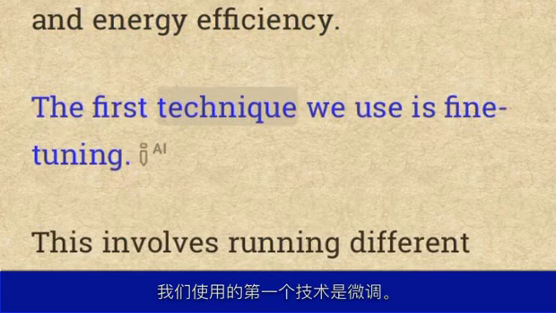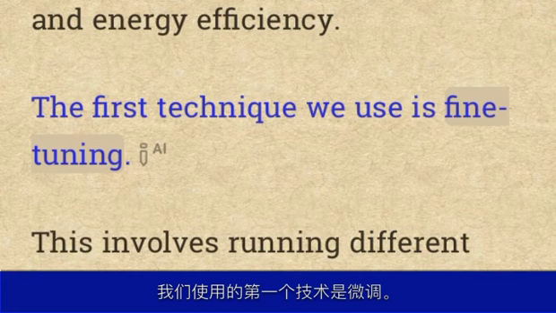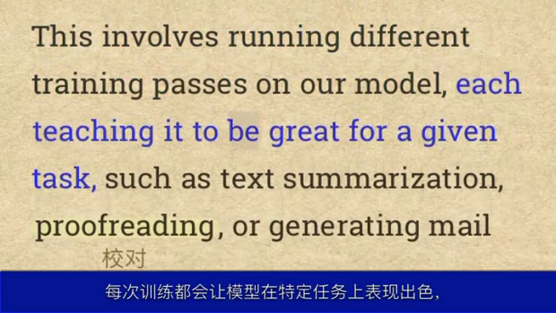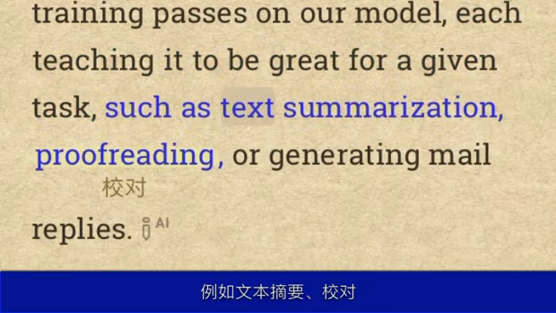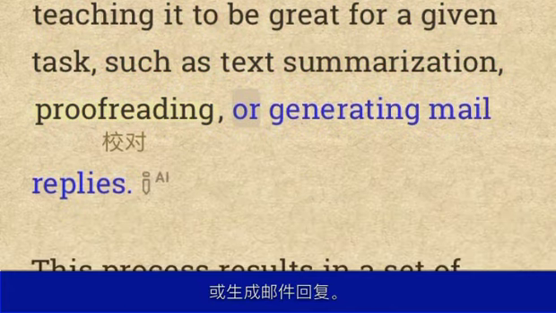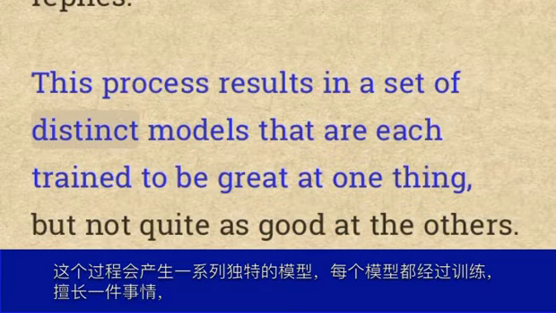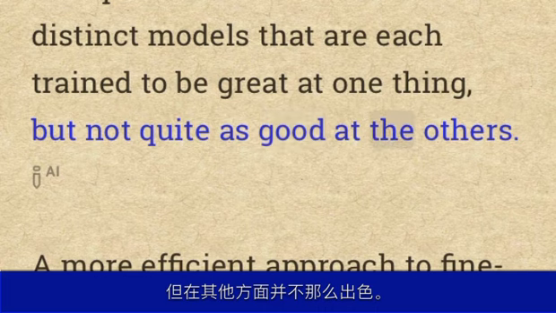The first technique we use is fine-tuning. This involves running different training passes on our model, each teaching it to be great for a given task, such as text summarization, proofreading, or generating mail replies. This process results in a set of distinct models that are each trained to be great at one thing, but not quite as good at the others.